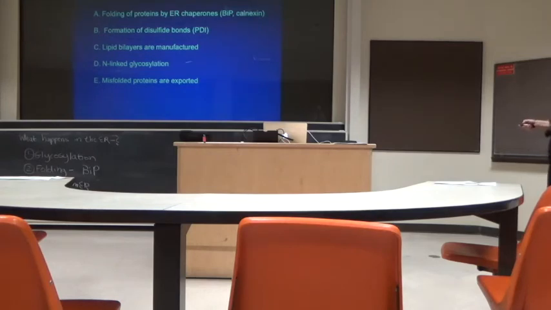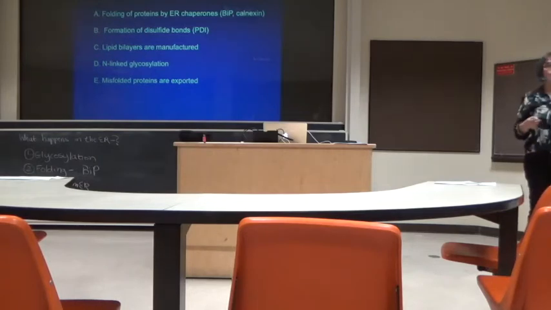And then we're not going to cover this, but that's where all the lipid bilayers that are going to be there are covered. So the N-linked glycosylation and the disulfide bond formation are really important for extracellular proteins, and they're only found on extracellular proteins.